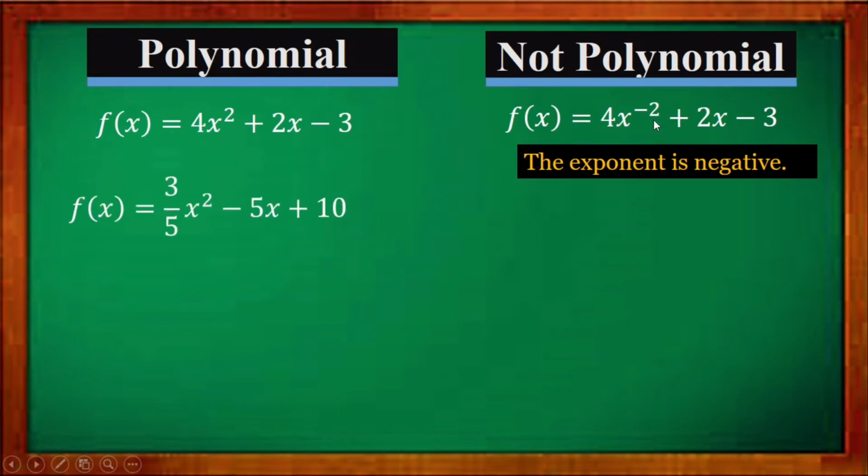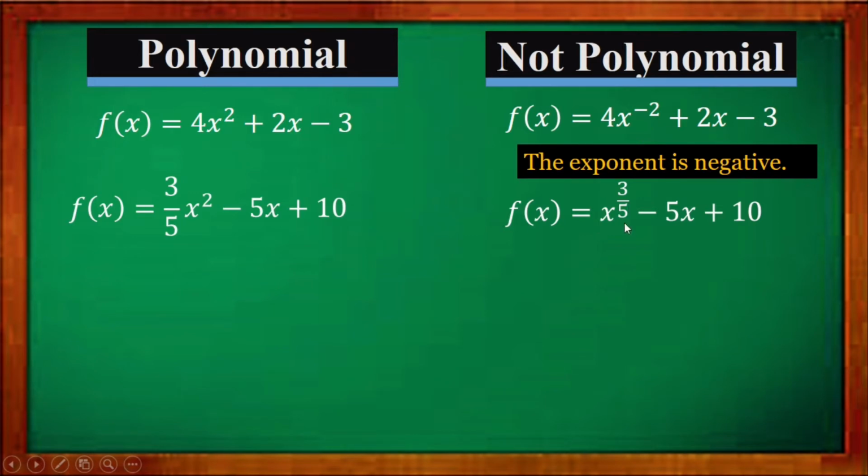Another one we have f of x equals 3 over 5 x squared minus 5x plus 10. So this is an example of polynomial function. Not polynomial, we have f of x equals x raised to 3 over 5 minus 5x plus 10. So kung mapapansin natin dun sa polynomial function natin, ang coefficient natin dito is 3 over 5. And dun sa kabila, yung coefficient natin naging exponent.